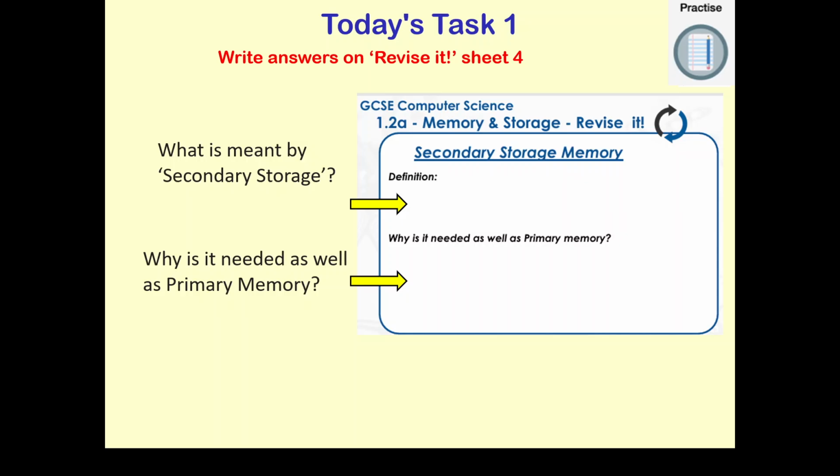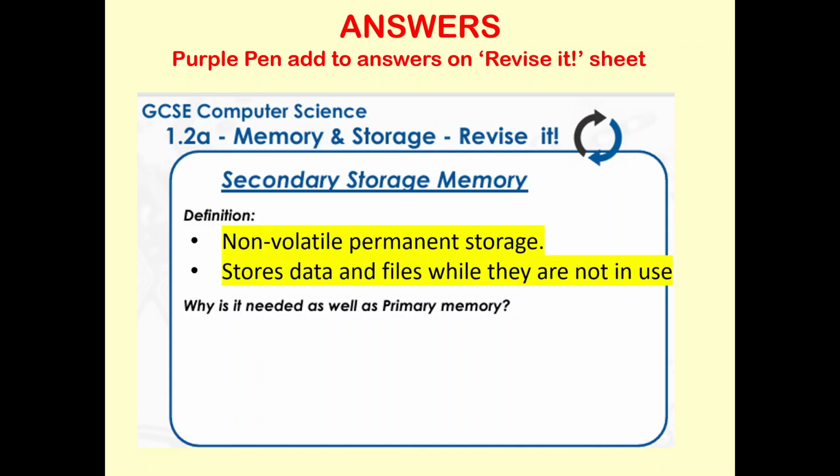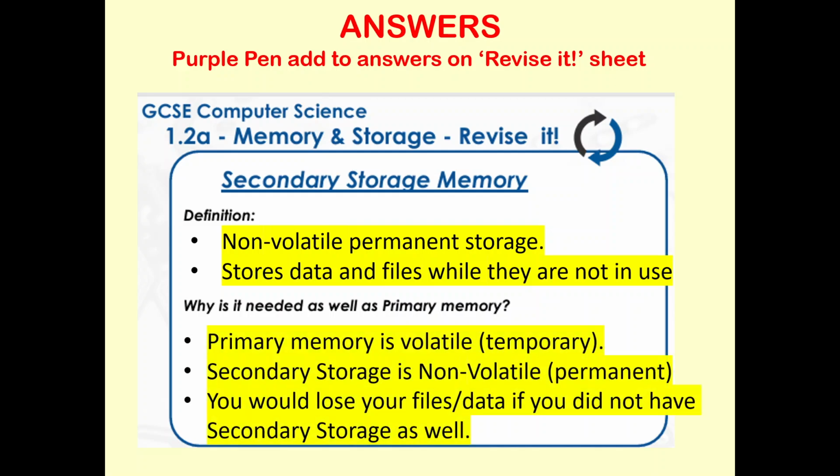Okay, checking your answers, purple pen adding to your answers. Secondary storage is non-volatile, permanent storage. It stores your data and files when they are not in use, when they are not loaded into RAM. Why is it needed? Because primary memory is volatile, temporary. Secondary storage is non-volatile, permanent. You would lose your data and files if you just had it in primary memory.